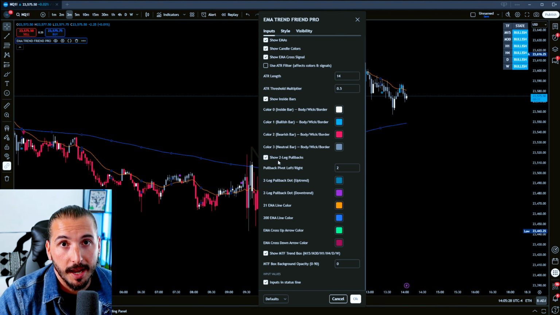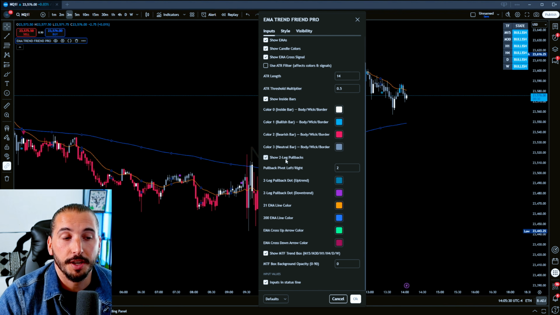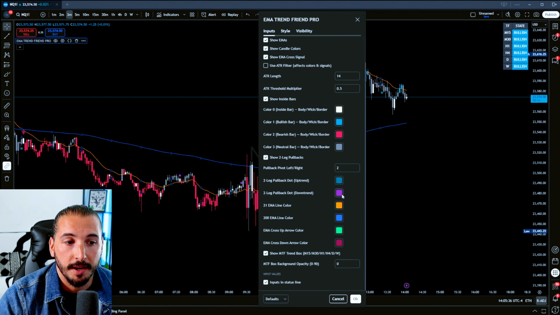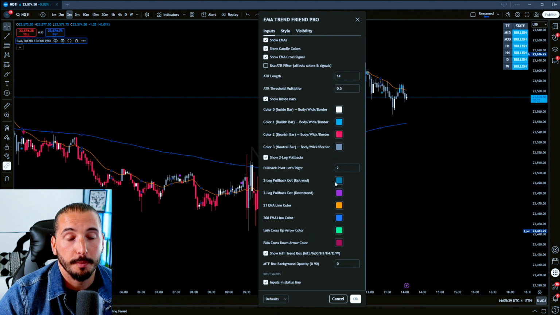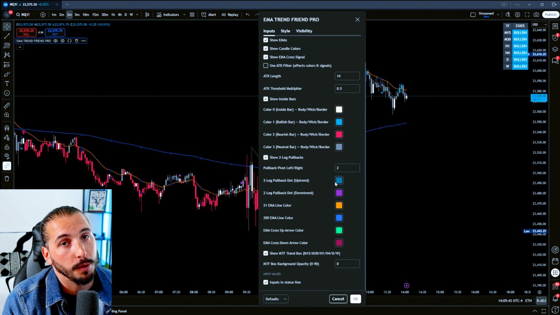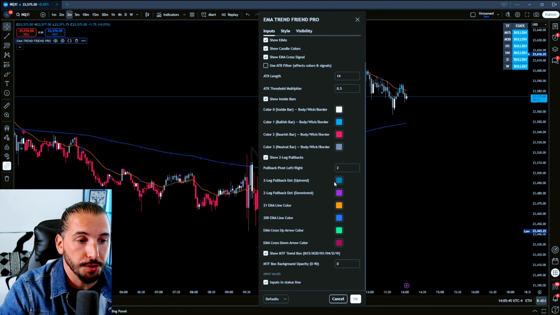Here you see a 2-leg pullback, all right? So this is looking for pullback pivots, and it will show you the amount of pullbacks by looking left. So I have my bullish pullbacks set to green and my bearish pullbacks set to purple. Now, these will only print when they are in line with order flow. I will, again, explain what that means shortly.